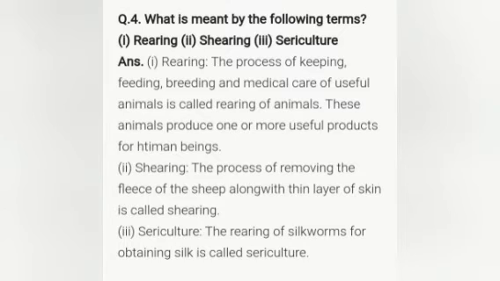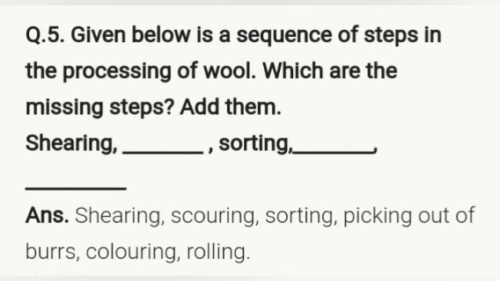And the book back exercise fifth question is, given below is a sequence of the steps in processing of wool. Which are the missing steps? Add them. Shearing, dash, sorting, dash, and dash. Answer is shearing, scouring, sorting, picking out burrs, coloring, and the last one is rolling.